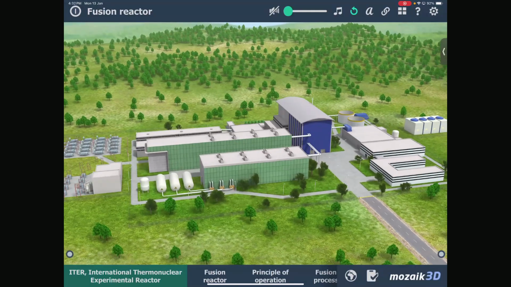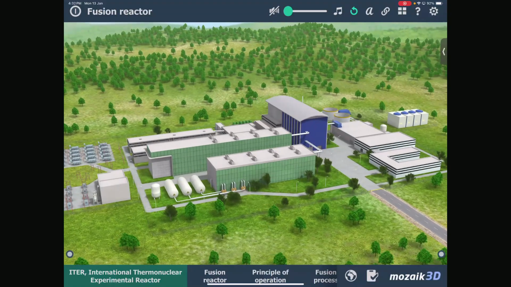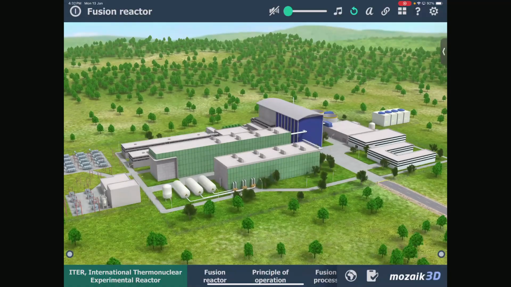So why does it shut down? It's because you don't have enough what? Particles, deuterium to sustain it. We don't have fuel. Okay?